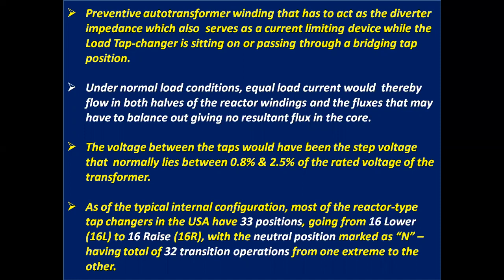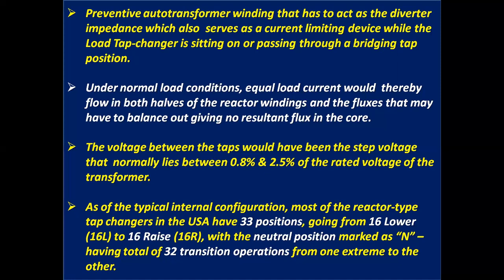Under normal load conditions, equal load current would thereby flow in both halves of the reactor windings, and the fluxes would balance out, giving no resultant flux in the core. The voltage between the taps would be the step voltage that normally lies between 0.8% and 2.5% of the rated voltage of the transformer.